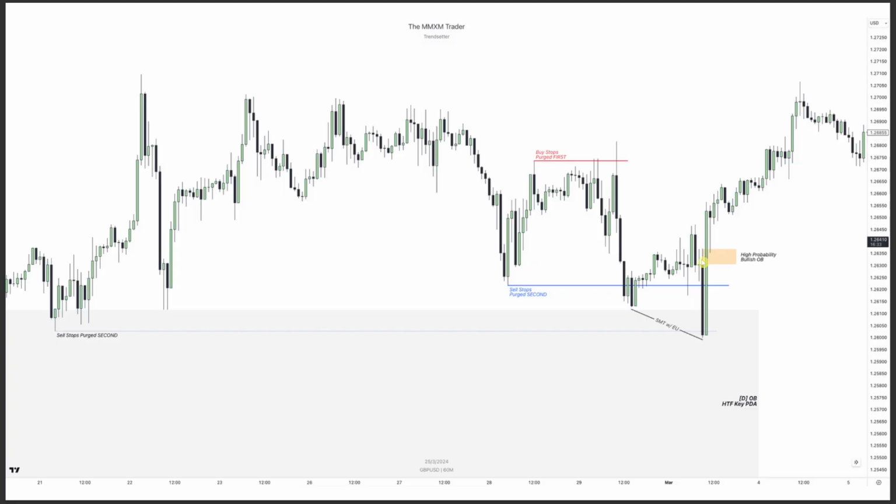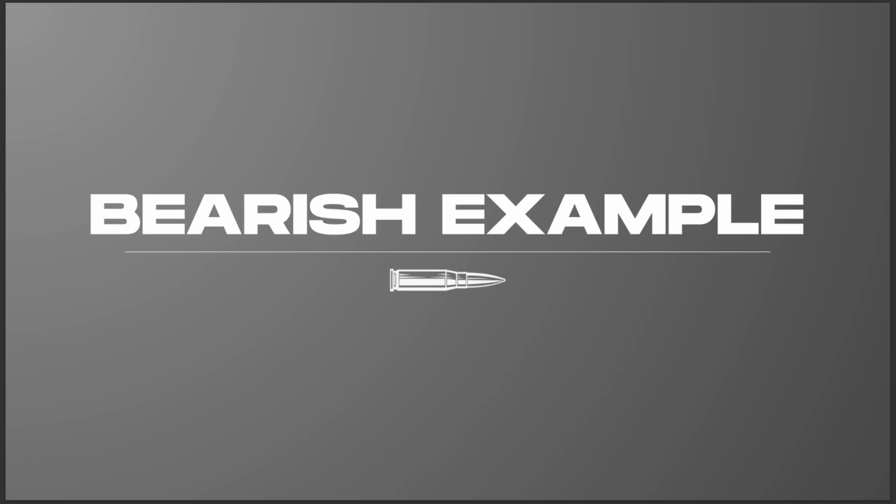The wick is also part of the order block as well as the body, and you can see price is very willingly trading away from that high probability order block. All right, let's go over a bearish example.